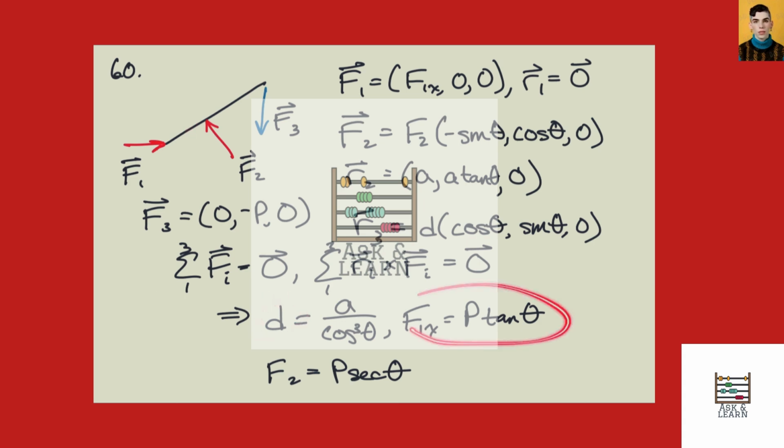Then the reaction force at the wall is the magnitude of the applied force times tangent of theta, and the reaction force at the pin is the magnitude of the applied force times secant of theta.